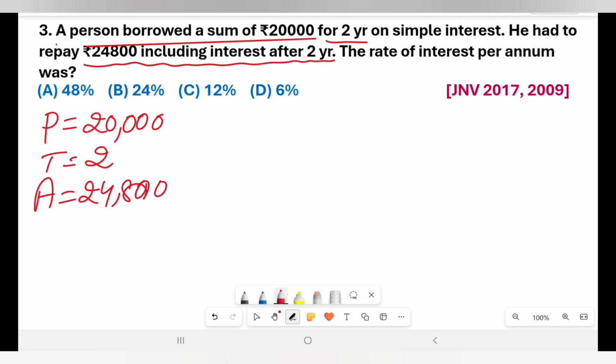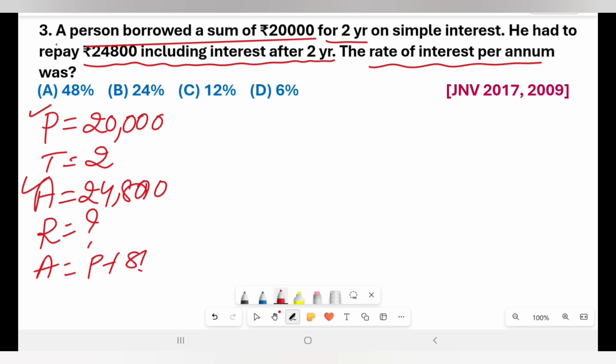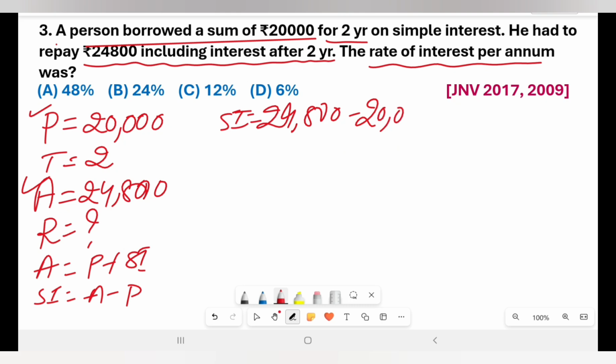Here, the rate of interest is the one we have been asked. You know the relation between principal and amount, right? Amount is equal to principal plus simple interest. So simple interest is equal to amount minus P. Simple interest is equal to 24,800 minus principal, 20,000. After subtraction it will be 4,800. So simple interest is 4,800.